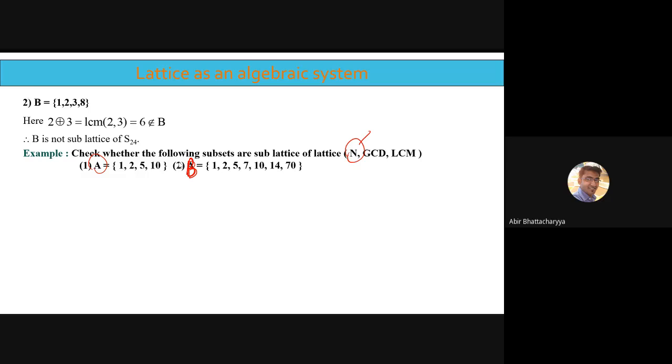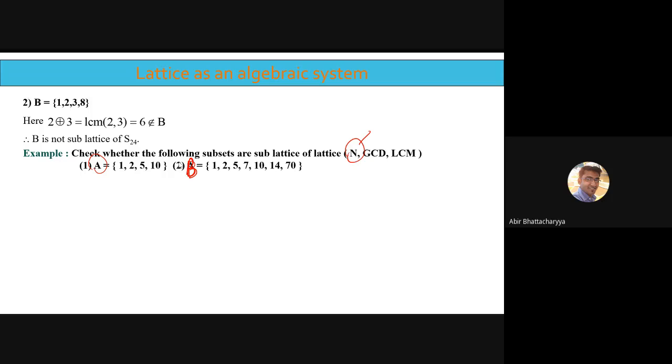All right, Arafat responds that all the elements of the GCD belong to A, so A is a sublattice of N. Hamnat responds that it is a sublattice. Everyone is responding that A is a sublattice. I'm not seeing responses on whether B is also a sublattice. Okay, good.